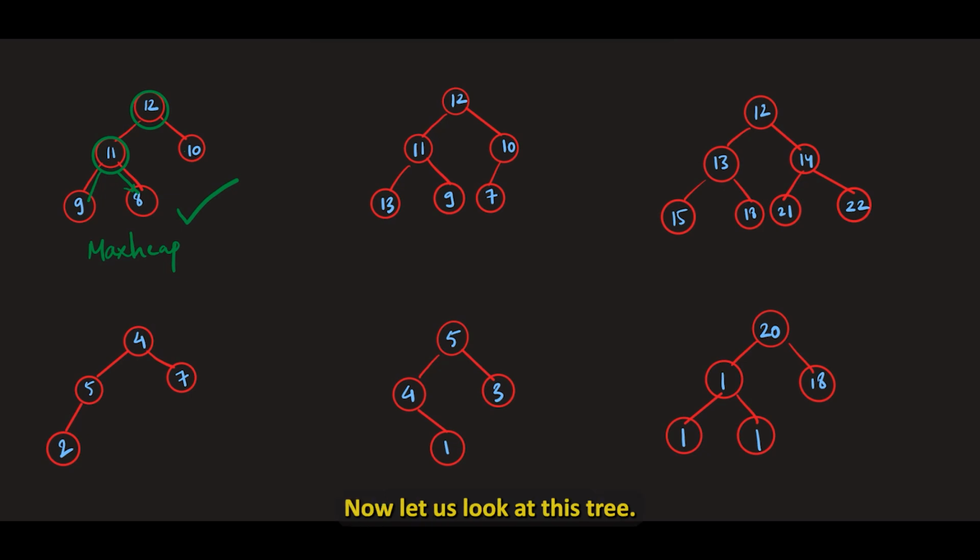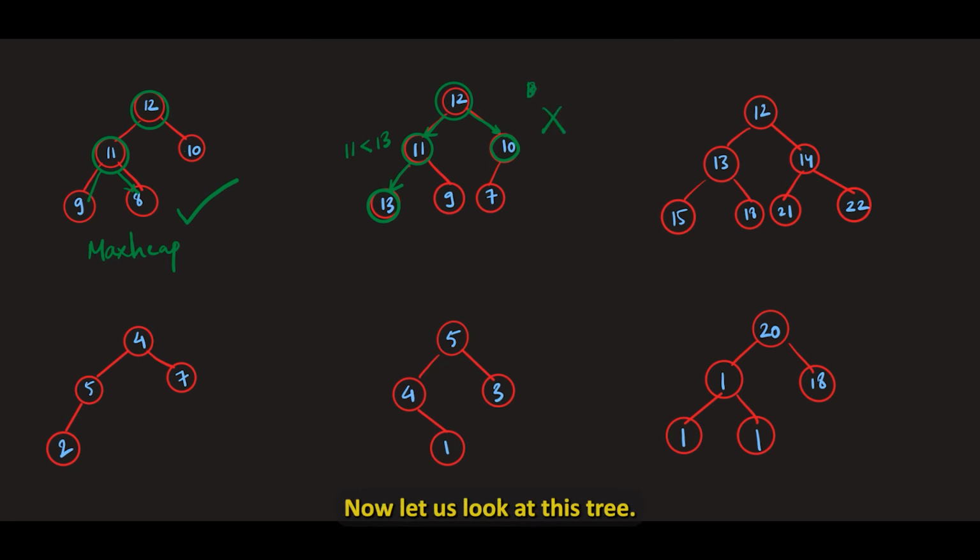Now let's look at this tree. We can see that this node satisfies the property of a max heap because the value of its children is less than itself. Let's look at 11 now. We can see that this node, the node 13, is greater than 11. So this does not satisfy the property of a max or a min heap. So this is not a binary heap.